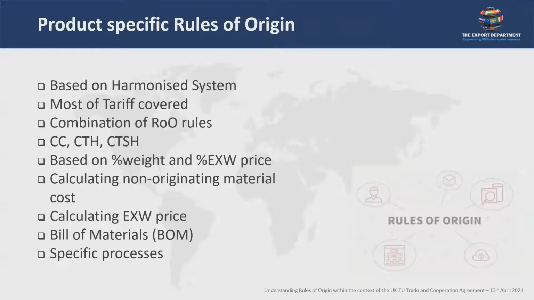Looking at product specific rules, if you imagine it like a toolkit, a bag of tools, each free trade agreement will pull various bits from this bag to make up the product specific rules that are party to their preferential trade agreement. So they're all based on the harmonized system. It's based on the HS codes, as we talked about, those harmonized system codes, which is that description and coding system that classifies those goods.